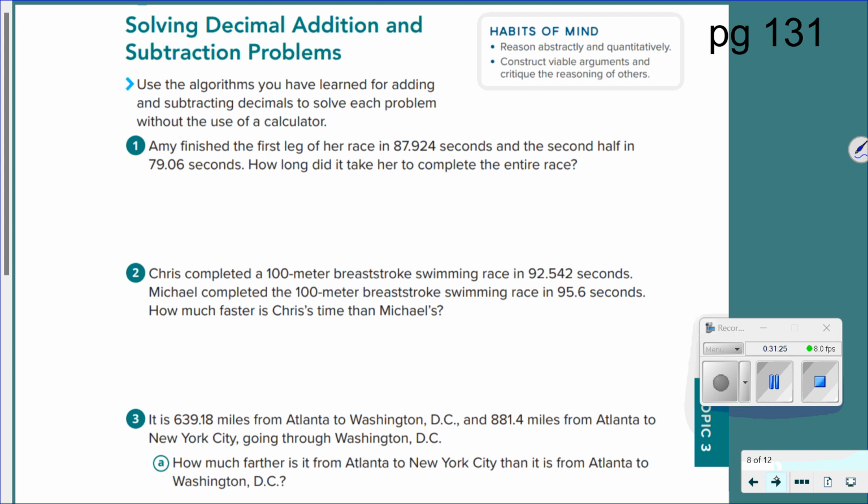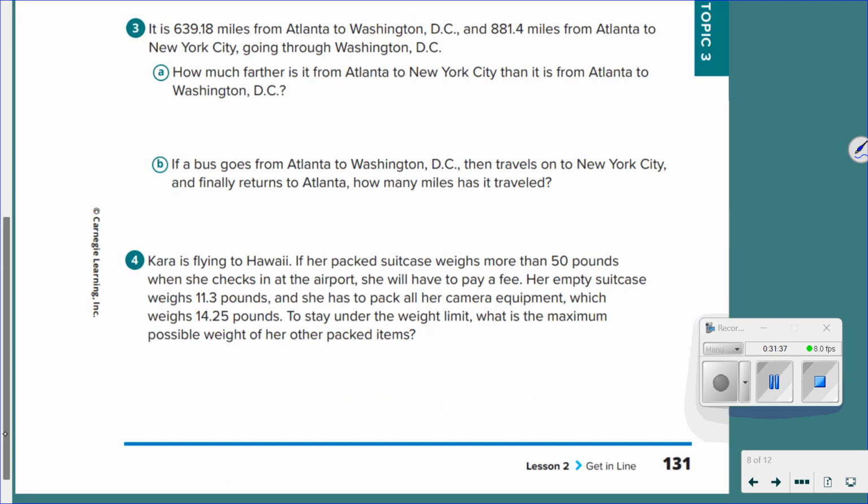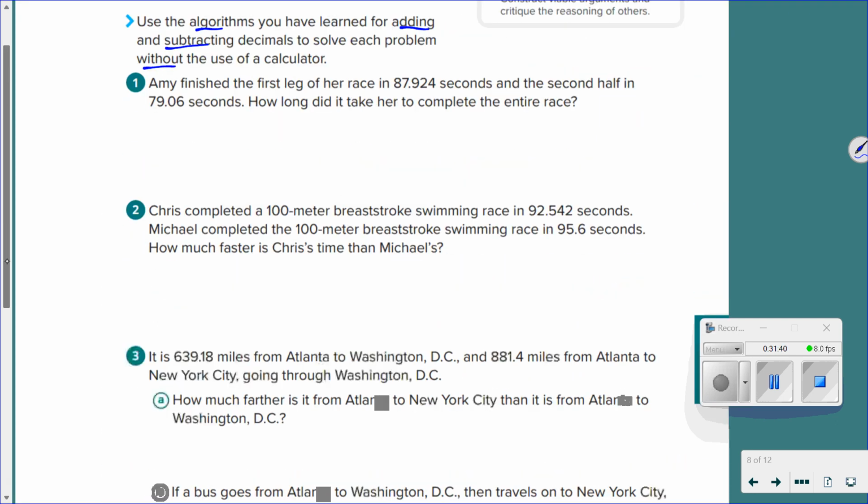So we are now going to give you some practice. Use the algorithms you've learned for adding and subtracting to solve each problem without the use of a calculator. So we've got 4 word problems for you. Step 1, mark your text. Step 2, figure out if I'm adding or subtracting. Step 3, do the work. Step 4, write your complete answer in a word sentence, because these are all word problems. So we have 4 word problems. We will give you guys 10 minutes. Begin.